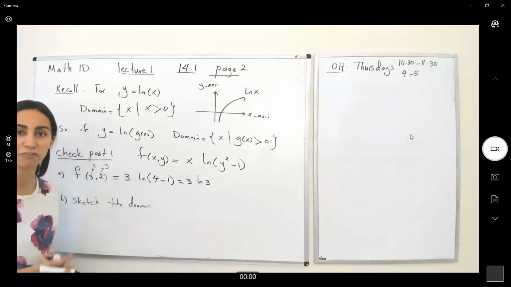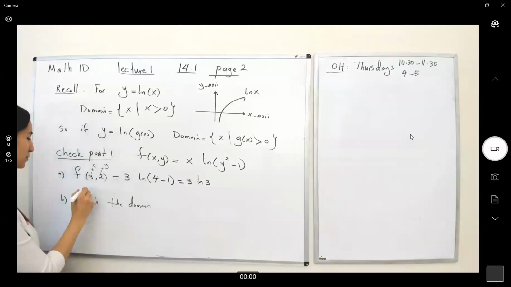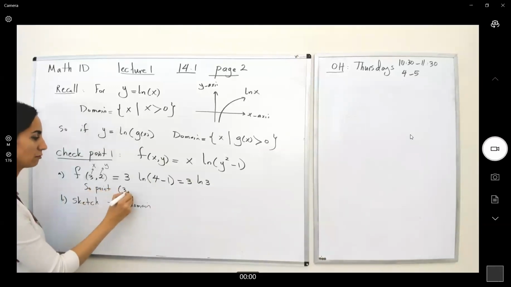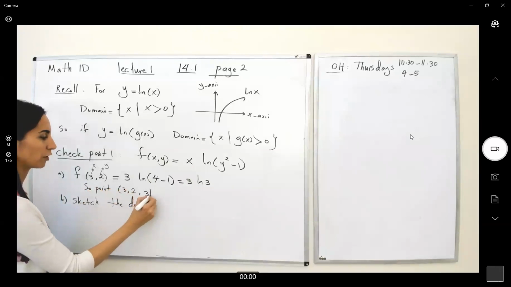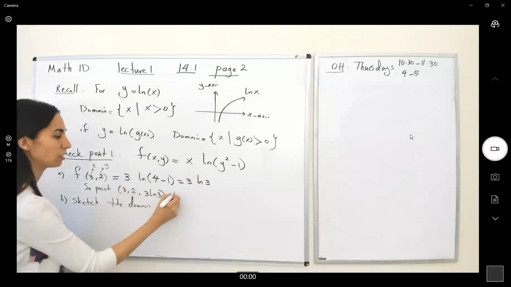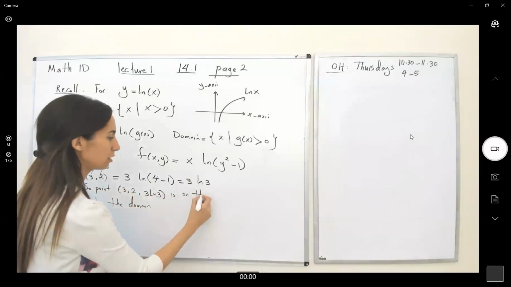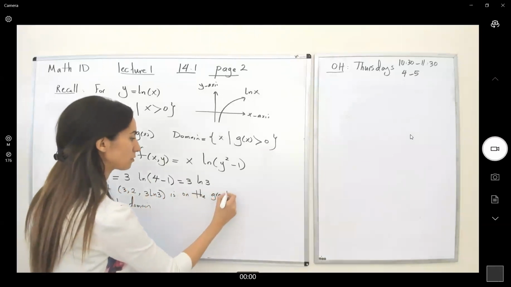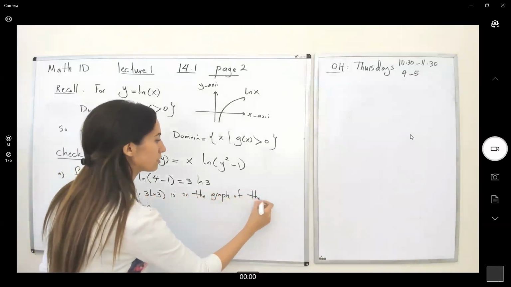But what's the meaning of that? It means that the point 3, 2, 3 ln of 3 is on the graph of the function.